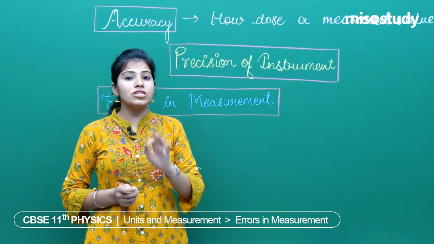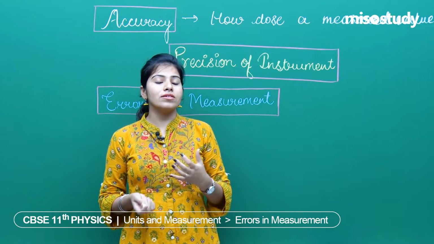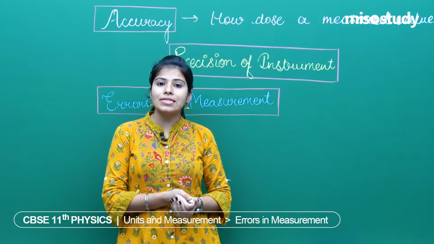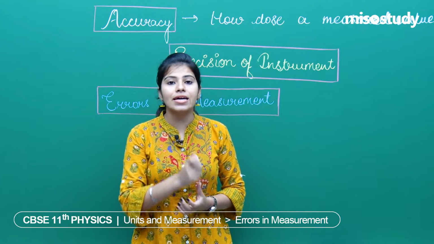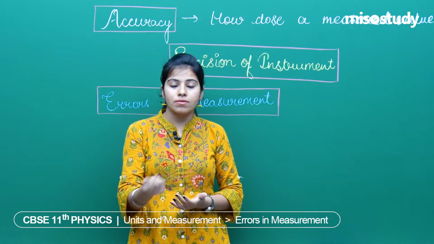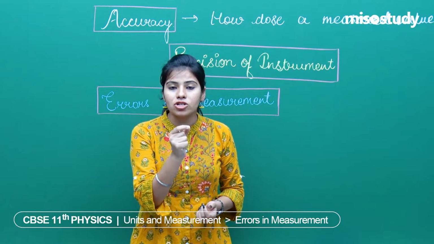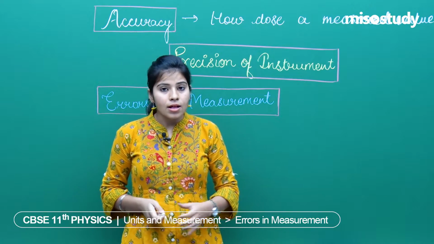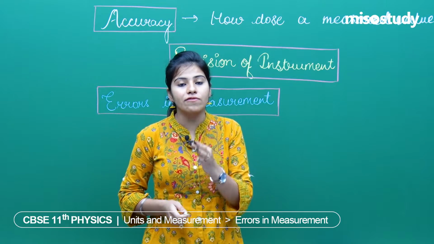Now if I talk about the precision of an instrument, what do we mean by precision? You would have learnt a term, the least count. If I talk about a meter scale, the least count of the meter scale is 1 mm. Below that you cannot measure the length of any body. So the minimum quantity that can be measured by a measuring instrument is the least count of this instrument. The precision of an instrument is how much resolution the instrument gives to us.